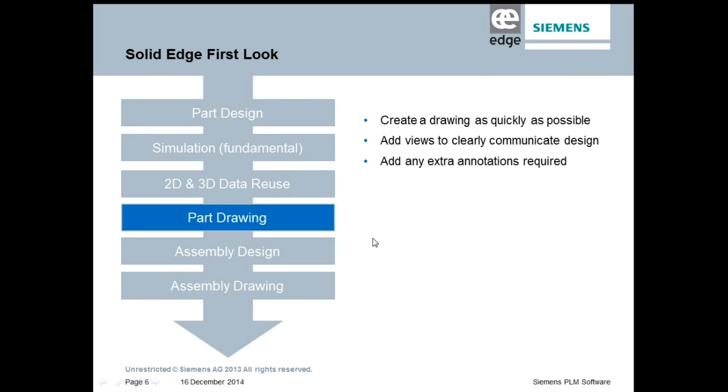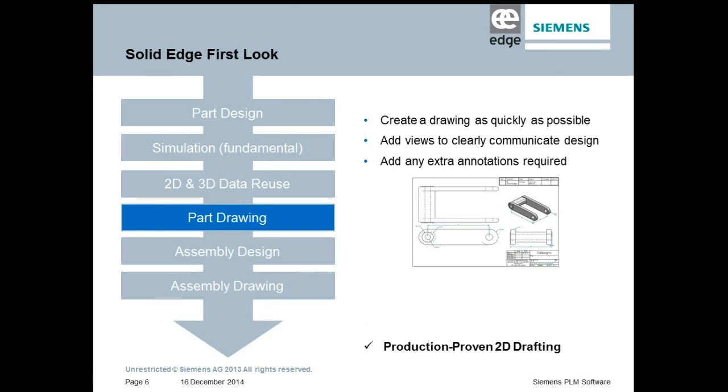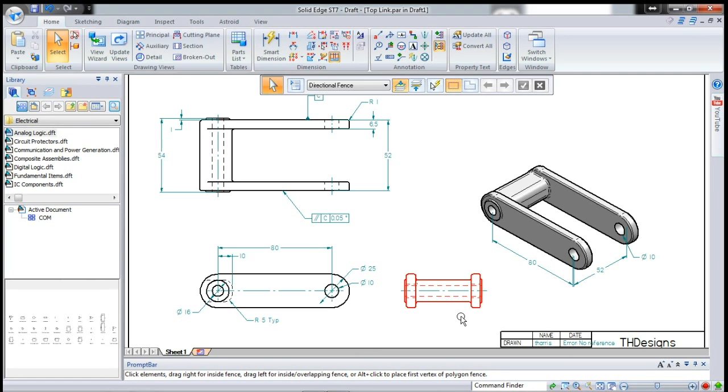Basically all of the different options are in there as well. So we can add all of the annotations as desired. The view creation is automatic, and the views are linked back to the model, as are any dimensions that you create, and it's all clear and accurate to the standard that you choose. So we give you production proven 2D drafting. We'll now move on to the assembly design, which I nearly started earlier, and we'll show you how you can assemble components very efficiently. You can add standard fasteners, you can check for interferences and other conditions like that.